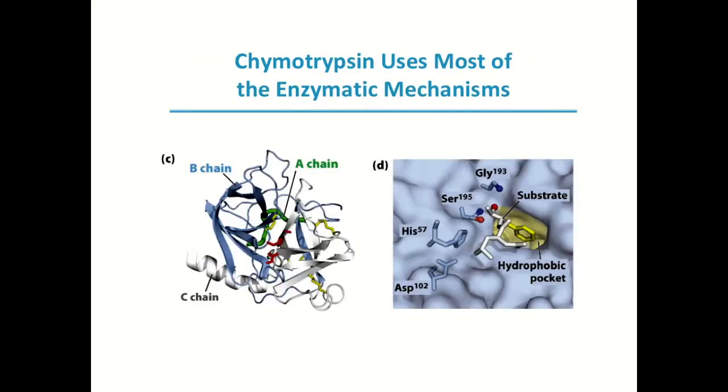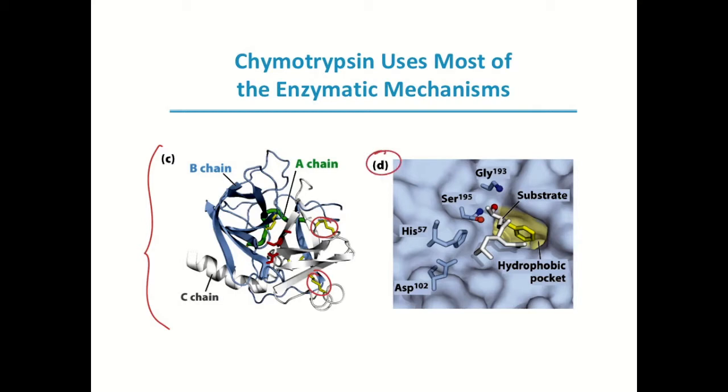The structure of chymotrypsin shown here consists of three chains, which are labeled the A chain, the B chain, and the C chain. You can see that the B chain has some antiparallel beta sheets. The C chain has an alpha helix. Disulfide bonds are shown in yellow.